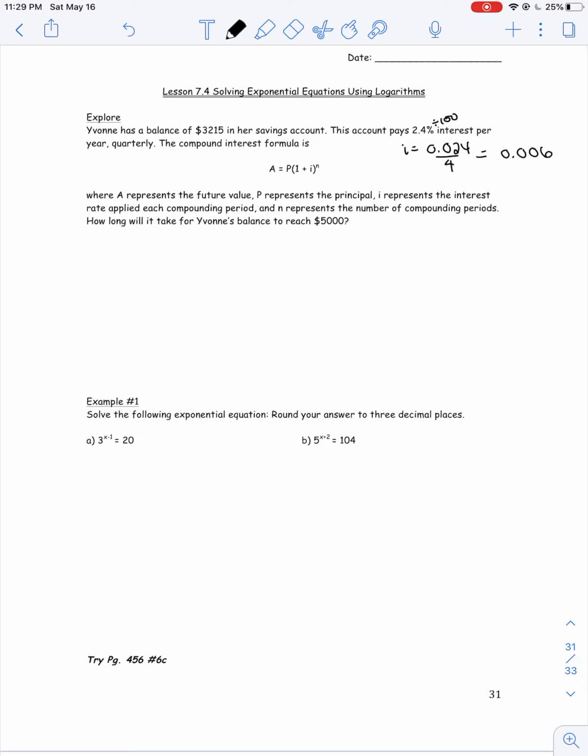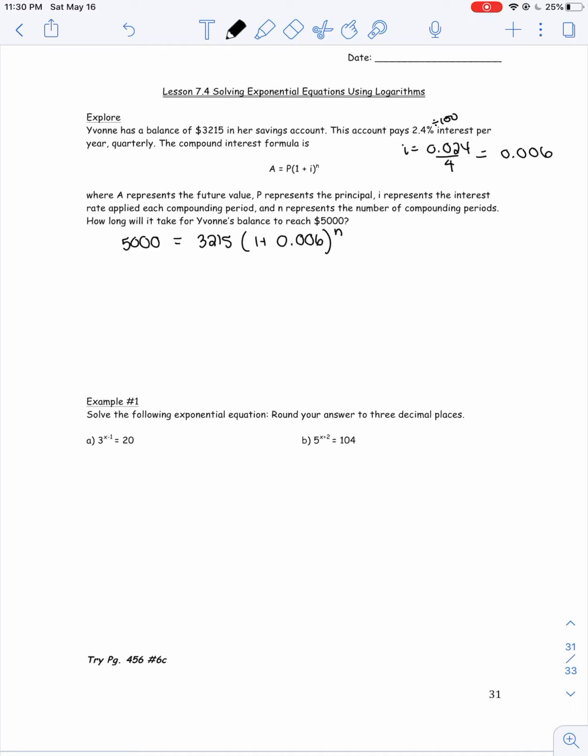So when we put in our equation, we know that we're going to reach eventually $5,000. That's what we want to find, is how long it will take to reach $5,000. So 5,000 will replace A. Your principal is what you started with. And then we have 1 plus our I, which is 0.006 now, to the power of n. So this is what we're trying to solve for. We're trying to solve for the quarterly value of n.